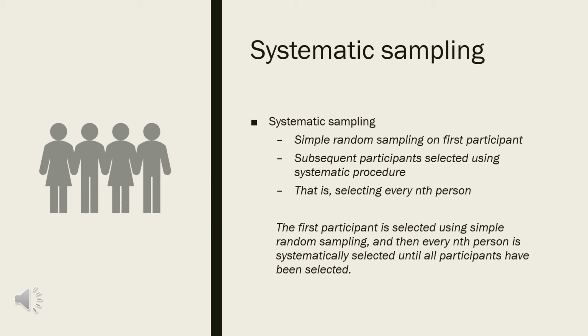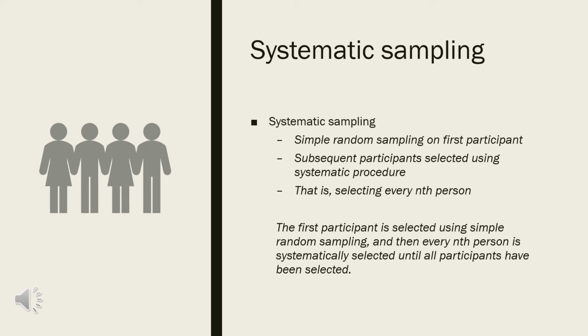Systematic sampling is a type of probability sampling in which a random sample is selected from a larger population at a fixed periodic interval. This fixed periodic interval is called the sampling interval. This is calculated by dividing the population size by the desired sample size.